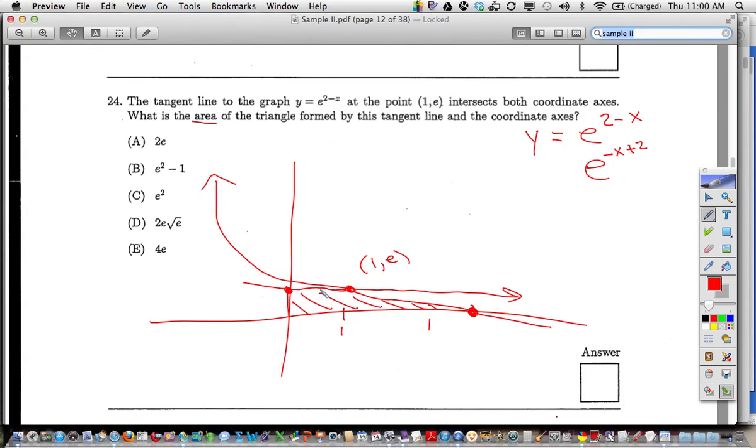Equation of the tangent line. We need the equation of the tangent line, so that's why we need the slope. We need y equals blank, x minus blank, plus blank.